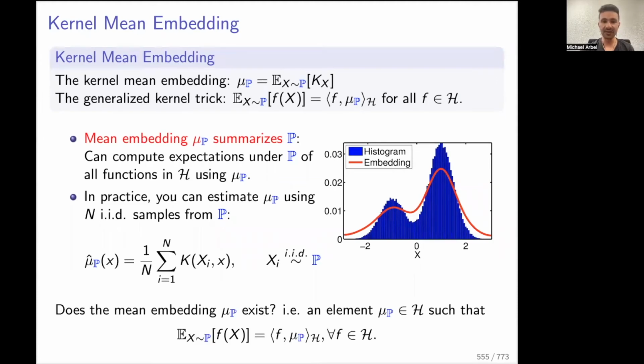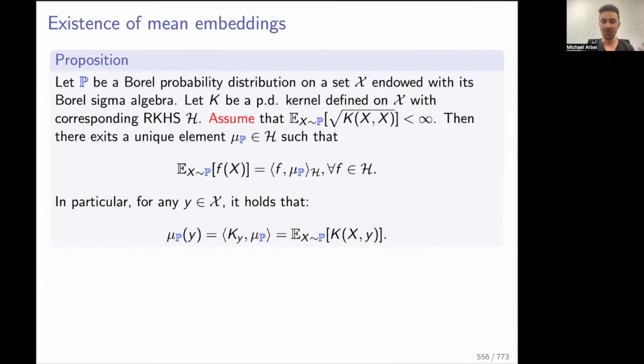So far, we introduced this notion of mean embedding, but we just assumed that it exists and that it satisfies this generalized kernel trick. But is that actually true? Is there really an element that belongs to the RKHS and that satisfies these properties? Well, this will be the case, but under some additional assumption on the kernel. This is shown in this proposition.